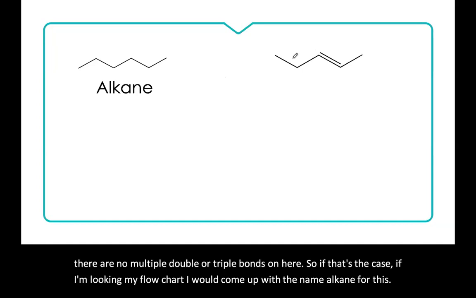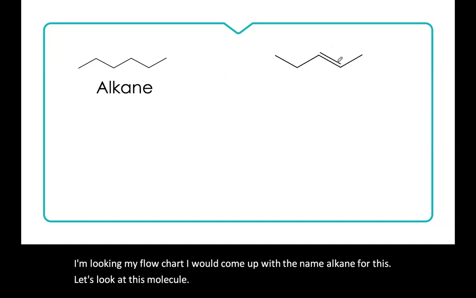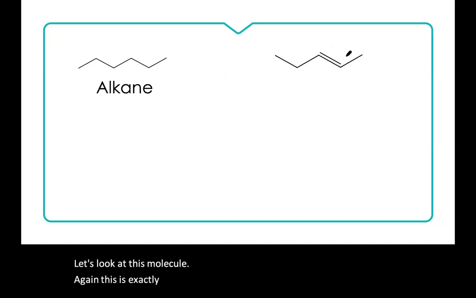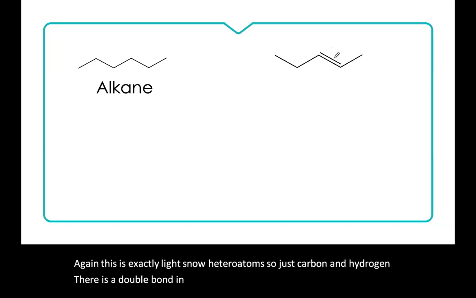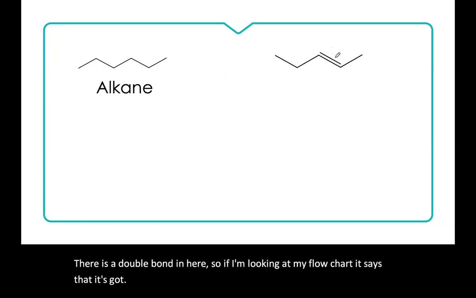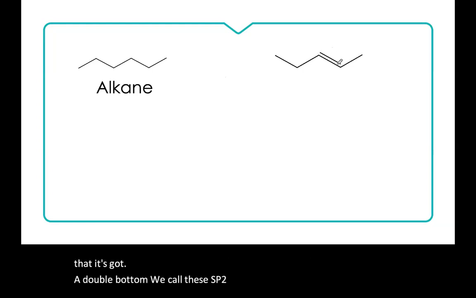Okay, let's look at this molecule. Again, just zigzaggy lines, no heteroatoms, so just carbon and hydrogen. There's a double bond in here. So if I'm looking at my flow chart, it says that it's got a double bond. We call these sp2 hybridized carbons. So this would then be called an alkene.